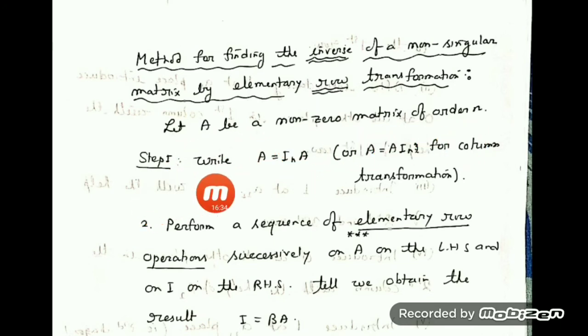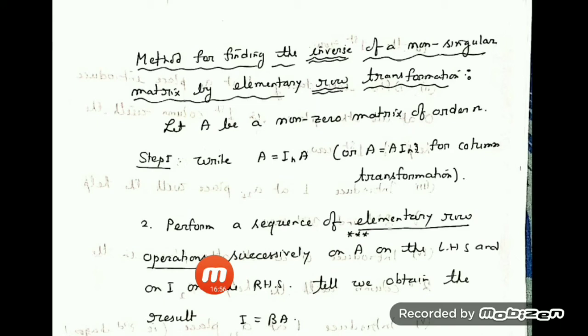First, always you have to write down this step: A is equal to I into A, or A is equal to A into I. This is applied in row transformation and this is for column transformation. Okay, here I means whatever the order of A, that order of I matrix will be. 2 by 2 then 2 by 2, order 3 then order 3, and so on.